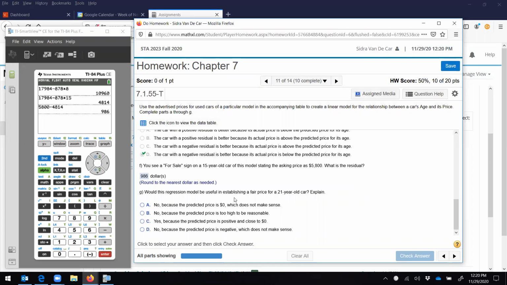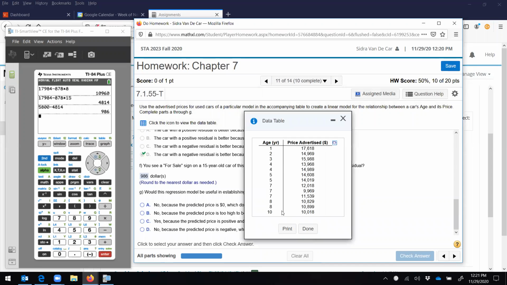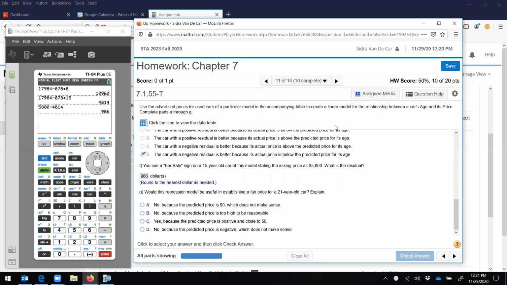Would this regression model be useful in establishing a fair price for a 21-year-old car? So look at our data. It's 10 years old. 21 is way different. So no. Oh, they want us to actually do the predicted price. But this is outside of our data range significantly, so it wouldn't be good to use it there. Okay, it's negative.